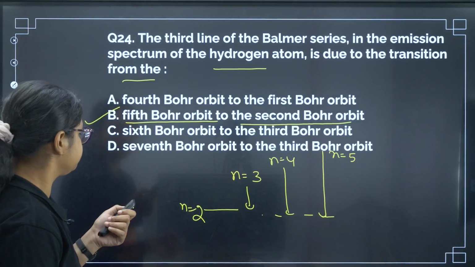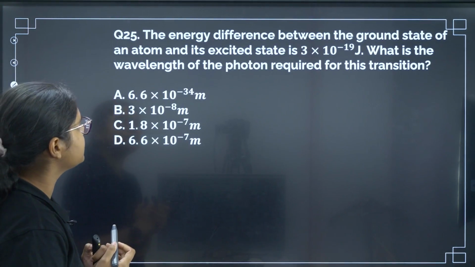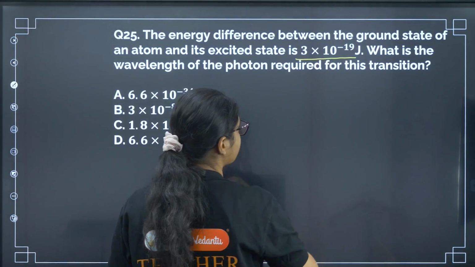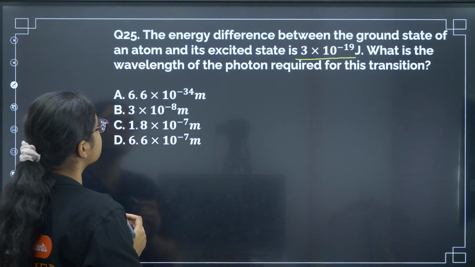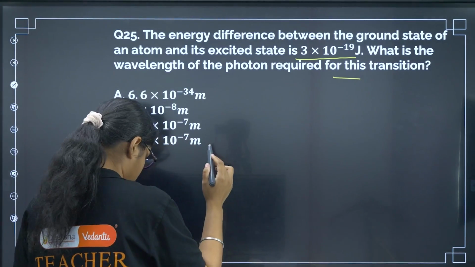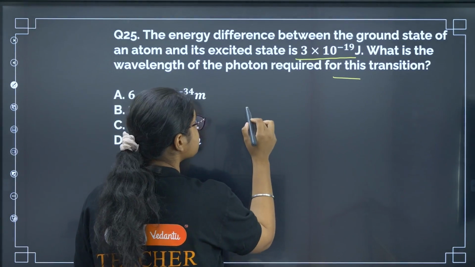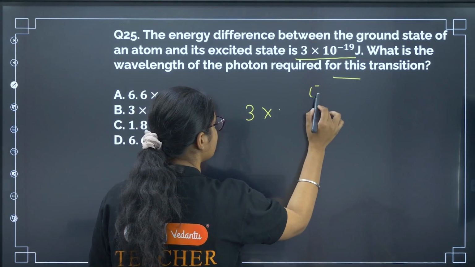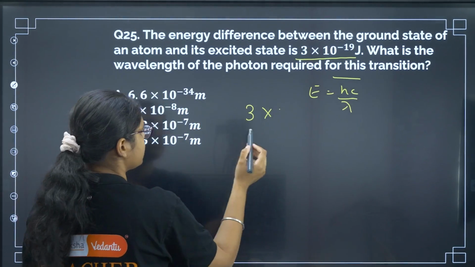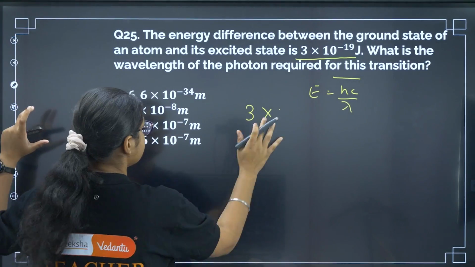Okay, next. The energy difference between the ground state of an atom and its excited state is 3 into 10 to the power of minus 19. What is the wavelength of the photon required for this transition? Okay, so now if you see, we have this formula, E is equal to hc by lambda. We have to calculate the wavelength, right? So I can use this one here.